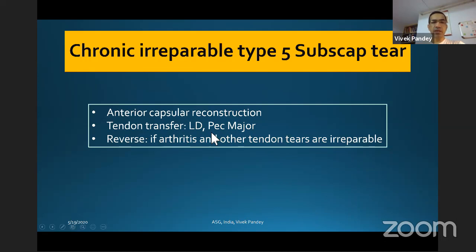For an irreparable subscap tear, one can do the anterior capsular reconstruction described, but most of the time people do the LD or pec major transfer, and a reverse if there is arthritis and other tendon tears are irreparable.